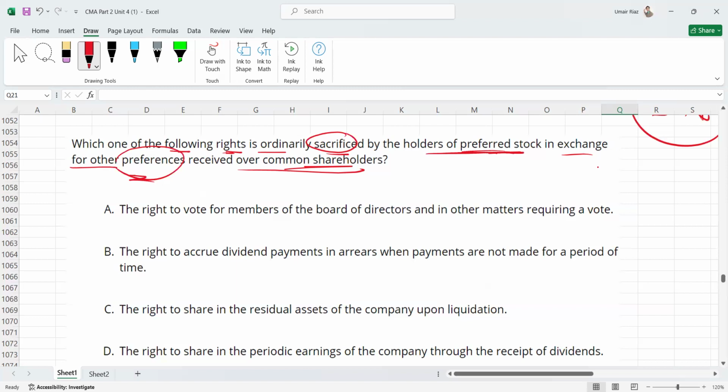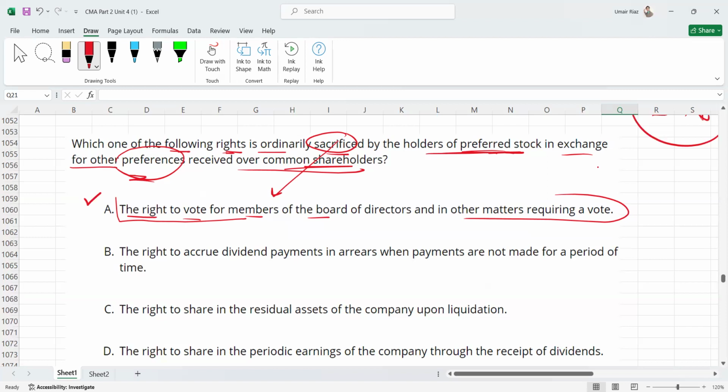So the first option is the right to vote for members of the board of directors and in other matters requiring a vote. Actually, this you will sacrifice, because you don't have voting rights. So actually this is the answer, because you will not have voting rights. Voting rights you will sacrifice by being a preferred stockholder. This is the answer to the question.